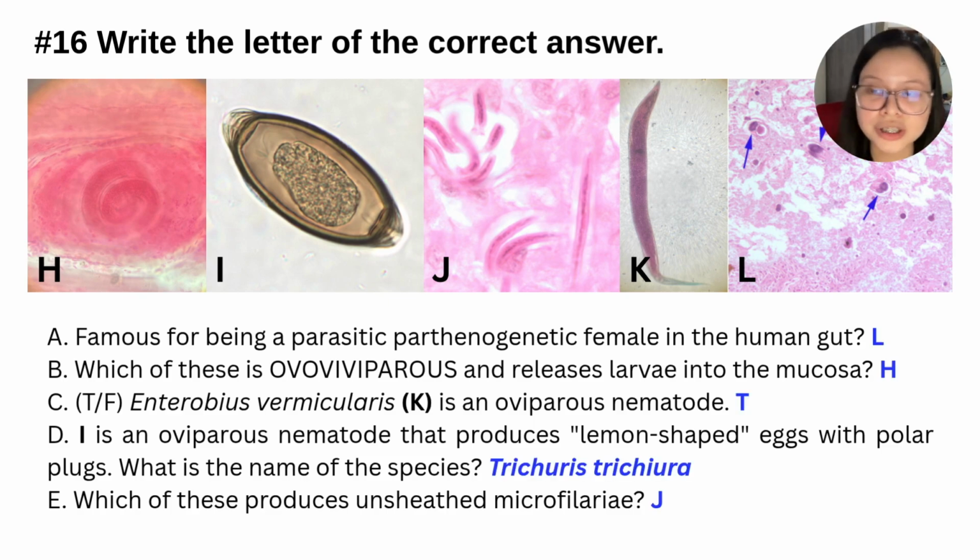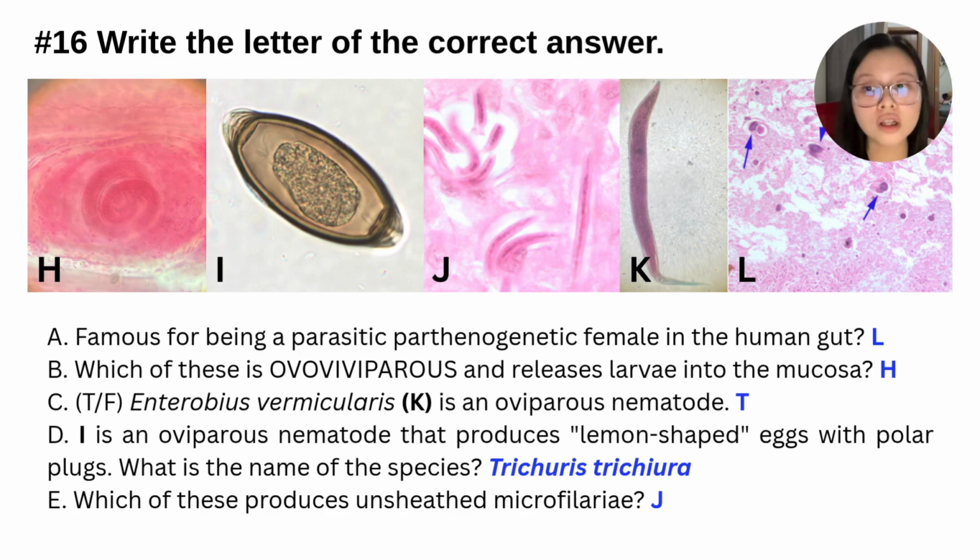Okay, let's go over the questions. For letter A, it is famous for being a parasitic parthenogenetic female in the human gut. The correct answer here is L, which is Strongyloides stercoralis. For B, which of these is ovoviviparous and releases larvae into the mucosa? The correct answer here is H, which is Strongyloides stercoralis.